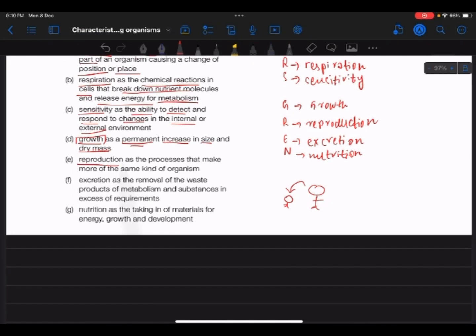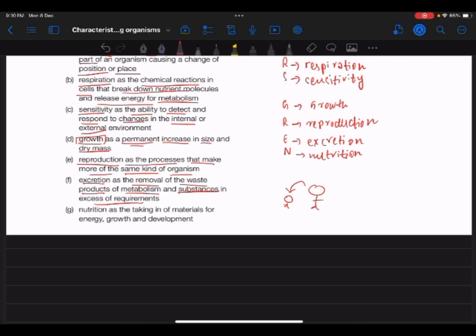Very simple. Then we have reproduction, which is a process that makes more of the same kind of organisms. We all know this. Now, reproduction type isn't really essential. It can be self-reproduction, it can be cross-reproduction, whatsoever. Then we have excretion, which is the removal of waste products of metabolism and substances in excess of their requirement.